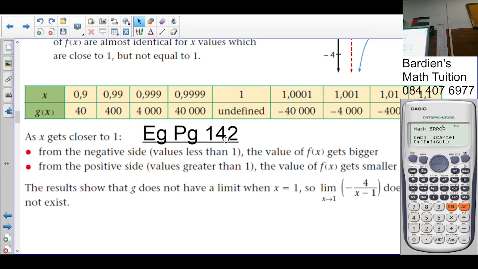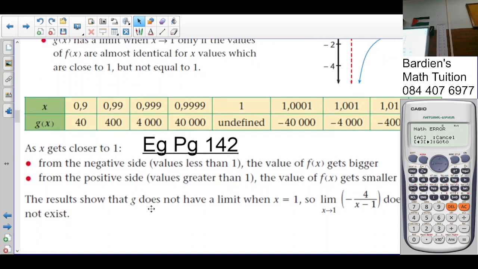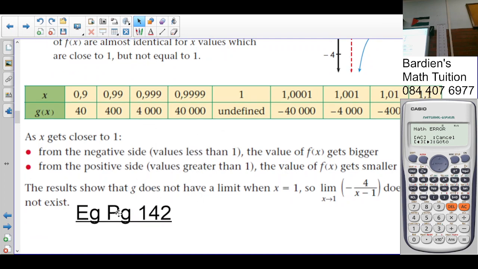the limit does not exist. Okay. As x gets closer and closer to 1 from the negative side, the value less than 1, the value of g of x gets bigger and bigger. From the positive side, the value gets smaller. The result shows that g does not have a limit when x equals 1. So, the limit as x tends to 1 of negative 4 over x minus 1 does not exist. Okay.